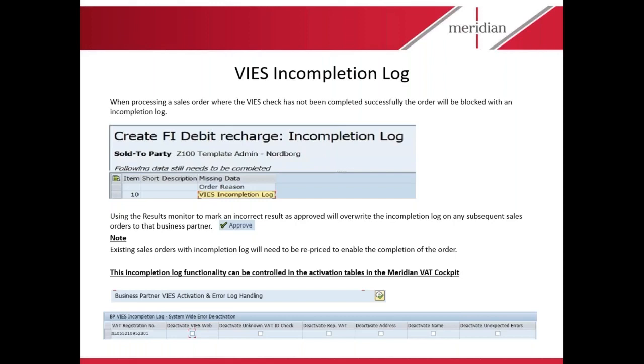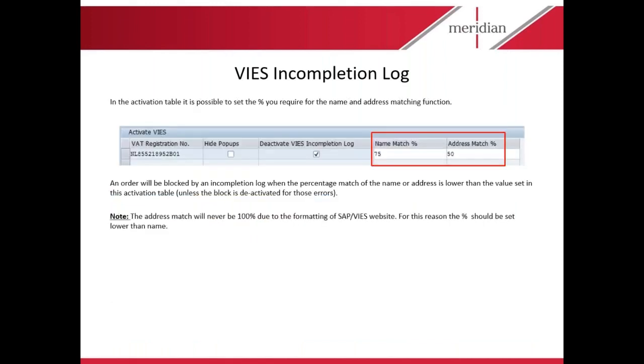So as you can see here with the boxes on the bottom, for each VAT registration number of you as the customer selling, you can deactivate the unknown VAT ID check, the repeated VAT ID check, address check, name check, and so on, everything we've discussed, and therefore not create an incompletion log for small errors, but only for the big errors where the actual VAT ID is unknown. This, of course, can be set up and personalized in each of our customers' own systems. There's no hard and fast rules to follow. As part of a project, we would work to make sure we know what works exactly for you as a client.